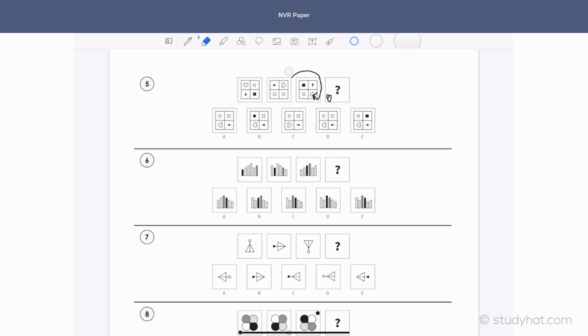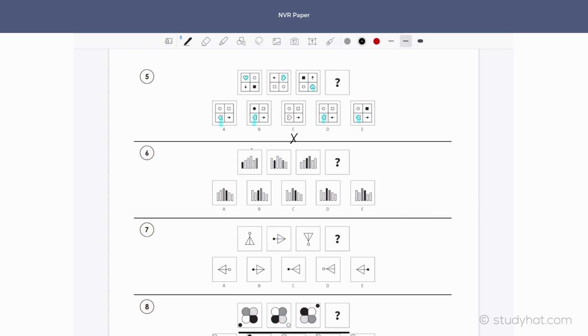With the clockwise rotation. Okay, so now what else can we look at? What's happening to the heart? The heart is moving itself anti-clockwise. So we're going to expect it to be in this position. So we can get rid of C. The white circle hasn't changed, so we shouldn't have a black circle.